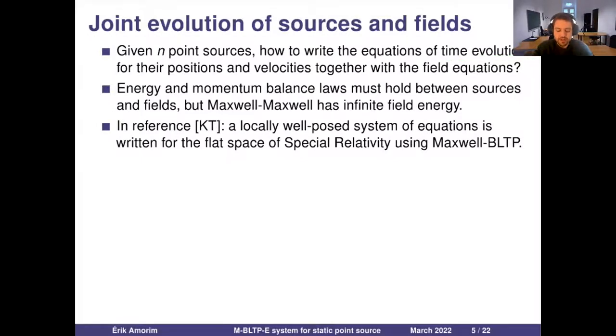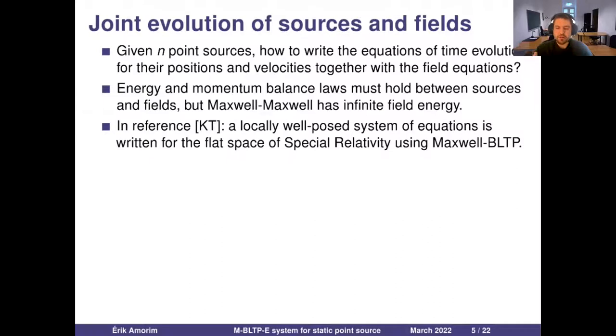So my advisor, Michael Kiesling, proposed a few years ago some well-posed idea, at least, that works in this case of Maxwell BLTP. So essentially, it's energy and momentum balance laws. It's the natural thing that you would expect in a physical context. They must hold between sources and fields. So the particles and the fields exchange energy. And this shows you exactly why it's problematic to try to do this in Maxwell, because there the energy of the field is infinite. But in my reference KT, they show that you can actually do this in special relativity, locally at least. There is a locally well-posed system of evolution of points and their fields.